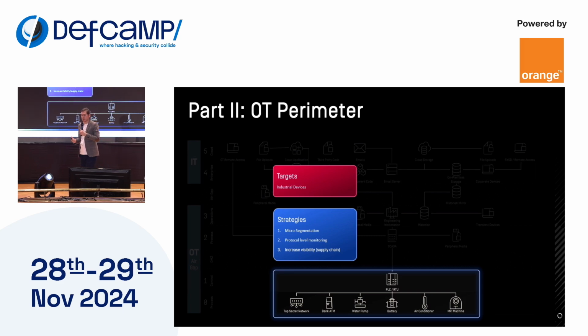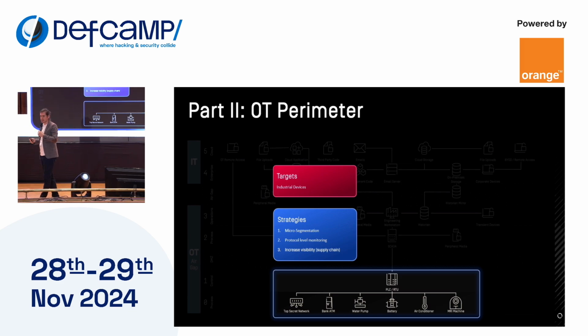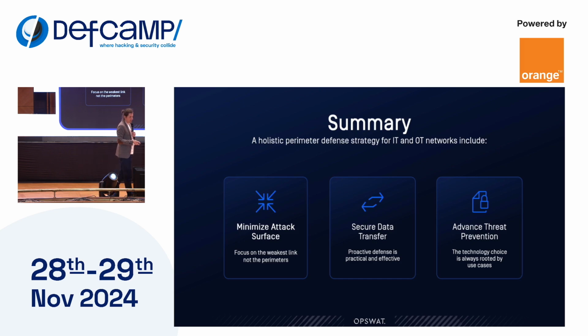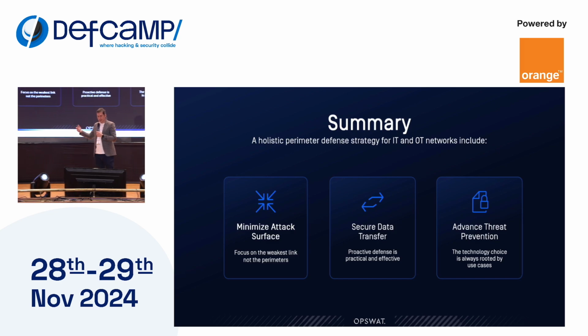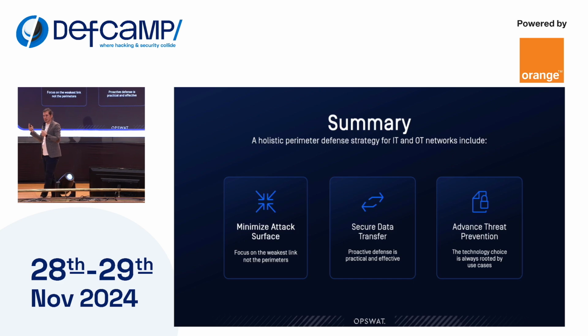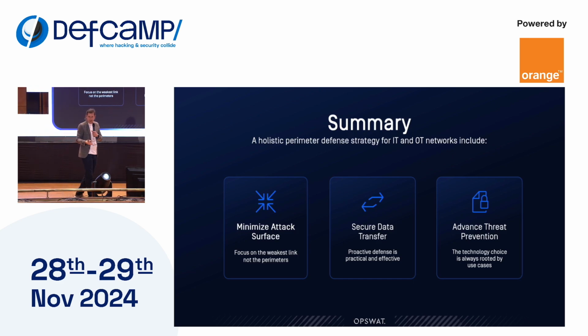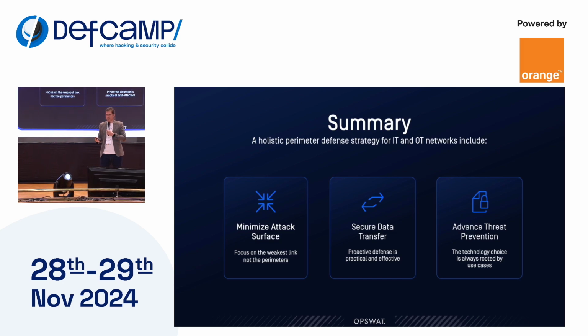And increase visibility, right? There's going to be plenty of devices in that network, and if you don't know what devices you have in the network, you can't possibly protect those devices. So in summary, the three takeaways are minimizing the attack surface, securing the data transfer, and using prevention combined with detection. Seems super simple. It's very difficult to implement, but a lot of organizations do that.